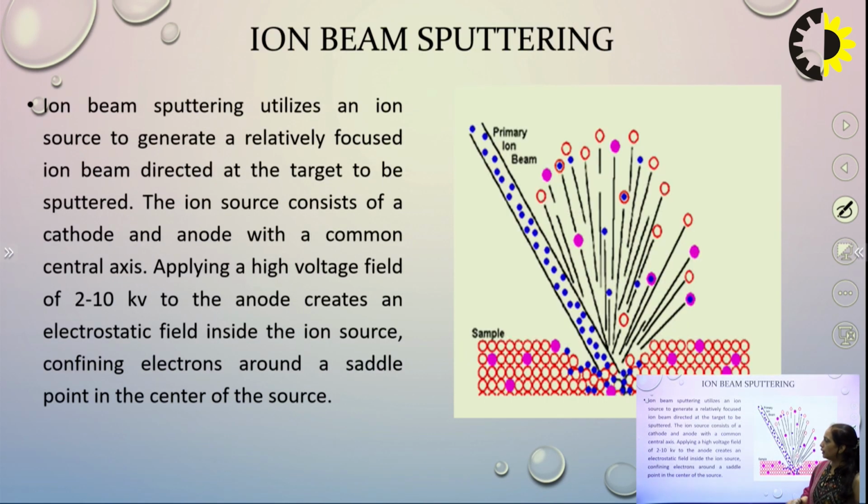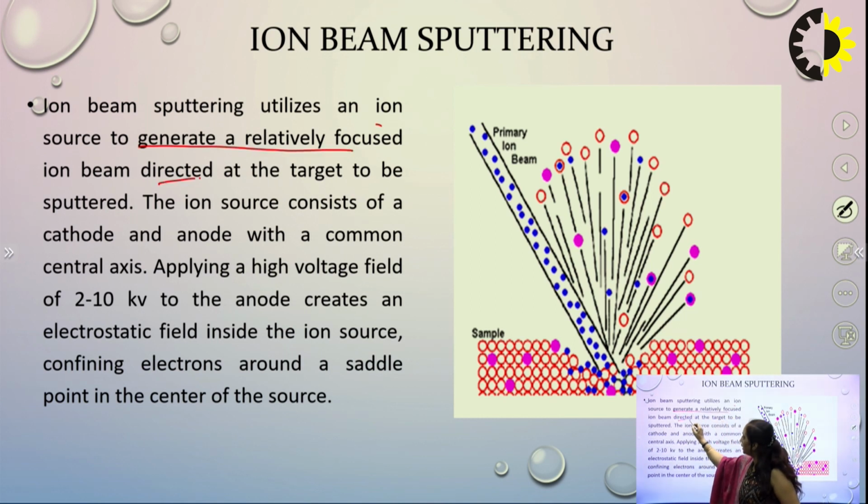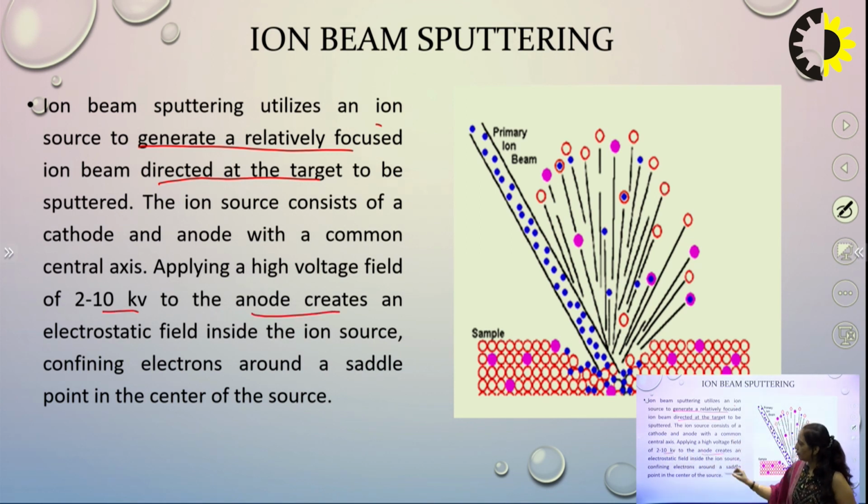The last process is ion beam sputtering. In ion beam sputtering, a beam of ions will be projected on a target and then it will be redistributed. Ion beam sputtering utilizes an ion source to generate a relatively focused ion beam directed at a target to be sputtered. The ion source consists of a cathode and an anode with a common central axis, and applying a very high voltage of 2 to 10 kilovolts to the anode creates an electrostatic field inside the ion source, which confines the electrons around a saddle point in the center of the source. So these are all the deposition processes which are used for metal line deposition.